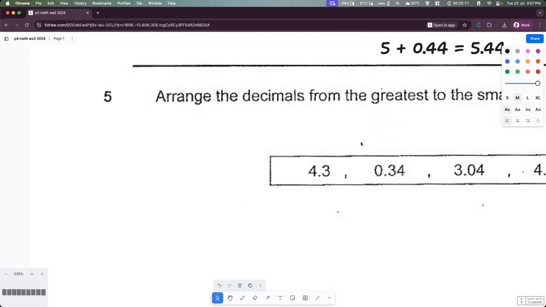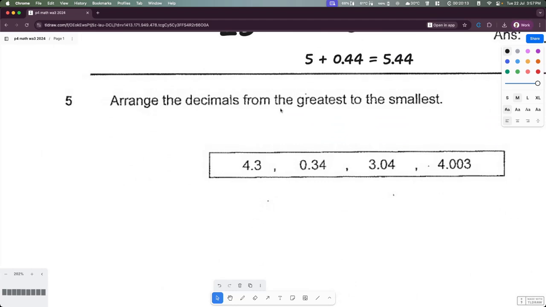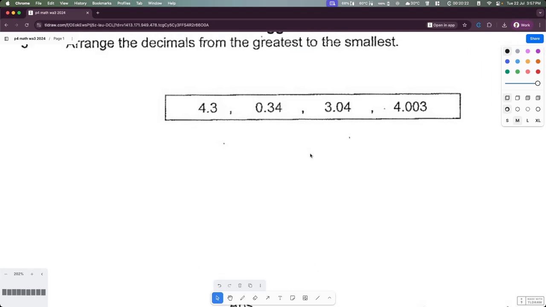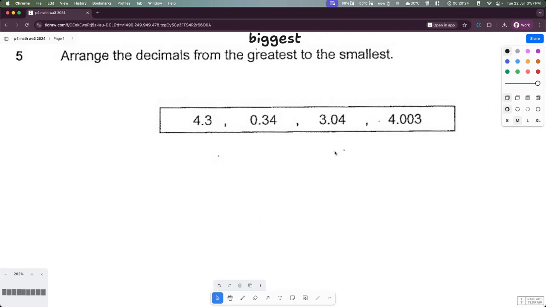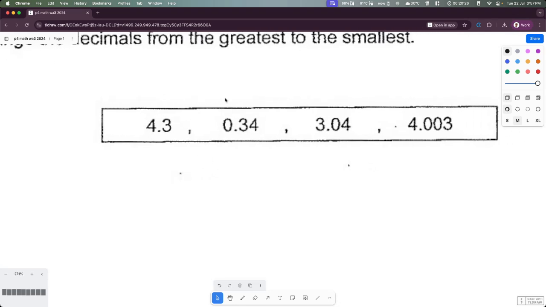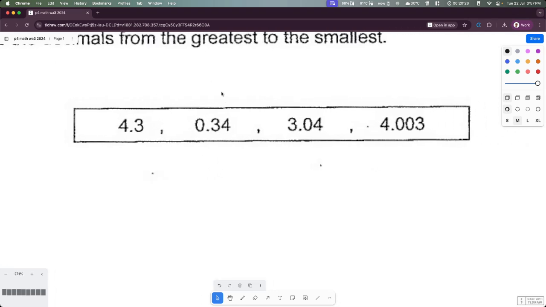All right, let's move on to question 5. Okay, arrange the decimals from greatest to smallest. Okay, so greatest is just biggest. Okay, smallest I think is pretty straightforward. Okay, so now we need to know what is the greatest amongst these numbers. Usually what I like to do is that I will see what is the largest, not largest but longest number, and in this case is 4.003.